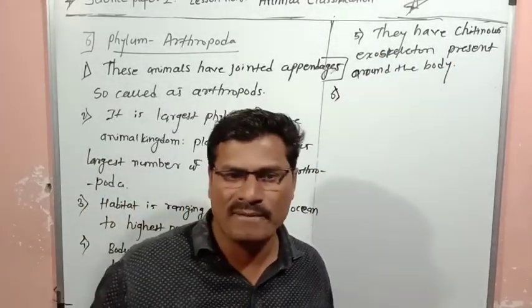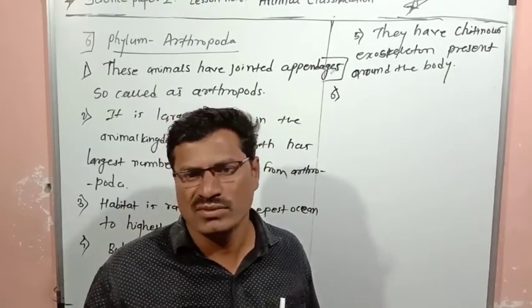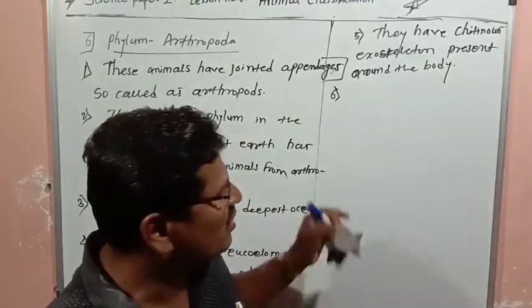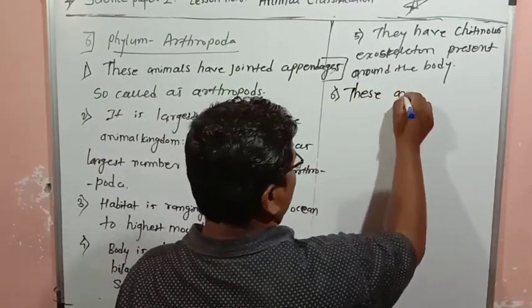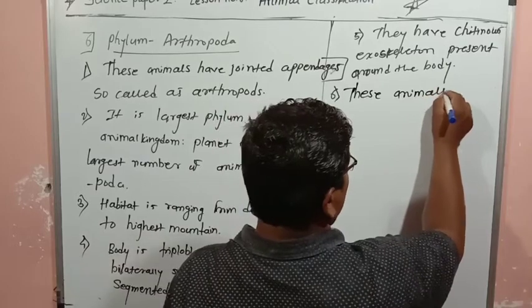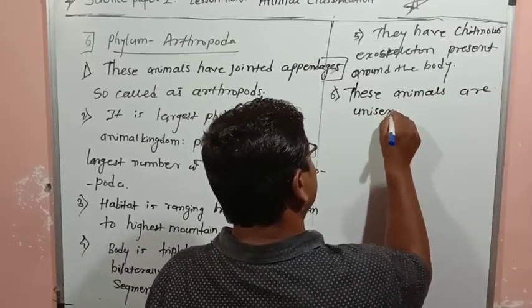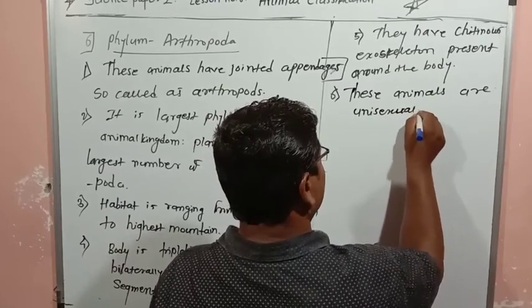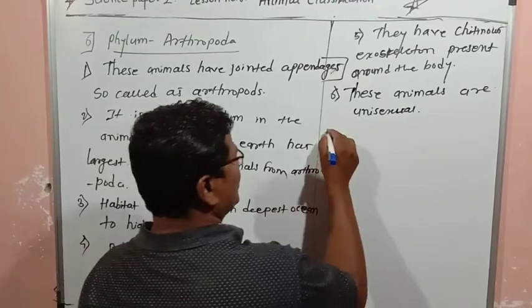Next, these animals are unisexual. That means male and female animals are separate. Then I would write the examples.